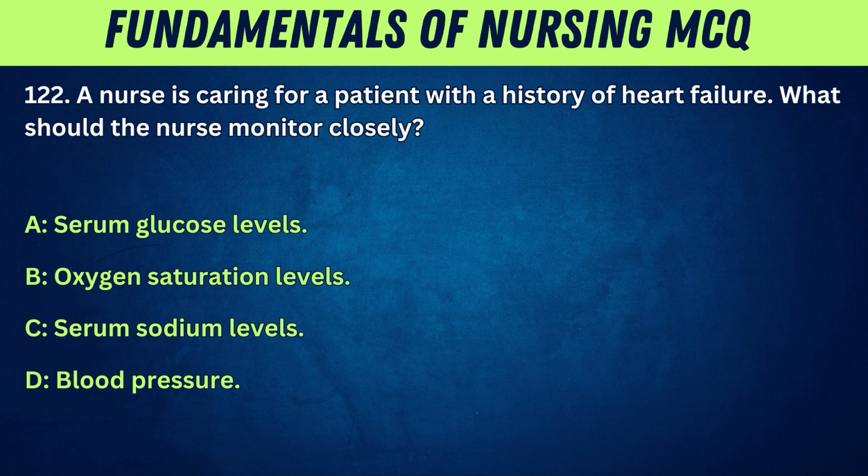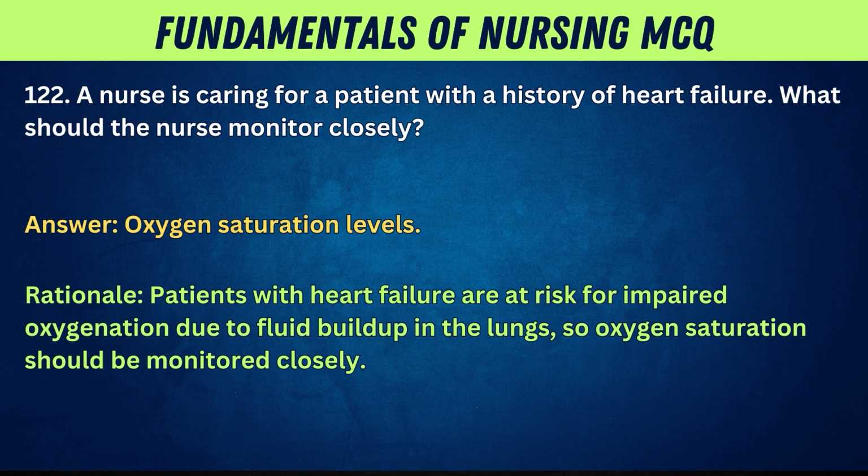122. A nurse is caring for a patient with a history of heart failure. What should the nurse monitor closely? A. Serum glucose levels. B. Oxygen saturation levels. C. Serum sodium levels. D. Blood pressure. Answer: Oxygen saturation levels. Rationale: Patients with heart failure are at risk for impaired oxygenation due to fluid buildup in the lungs, so oxygen saturation should be monitored closely.